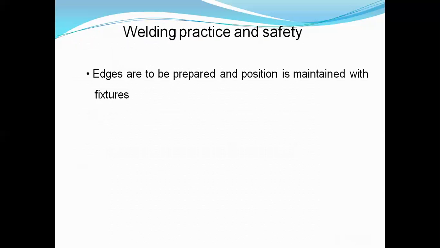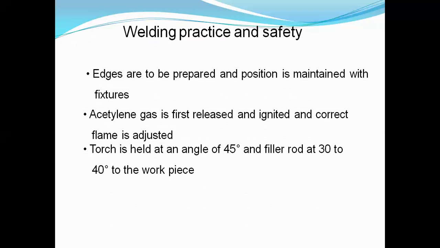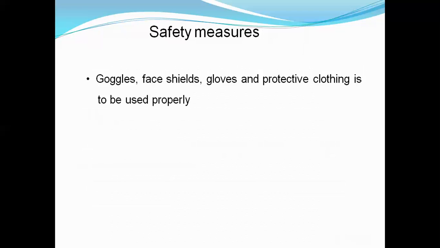Welding practice and safety. First, edges are to be prepared and the position is maintained with fixtures. First of all, acetylene gas is to be released and ignited, and the correct flame is adjusted. The torch is held at an angle of 45 degrees and the filler rod at 30 to 40 degrees to the workpiece. The filler rod is to be moved uniformly in the joint in both speed and feed, and the surfaces have to be cleaned by wire brushes.